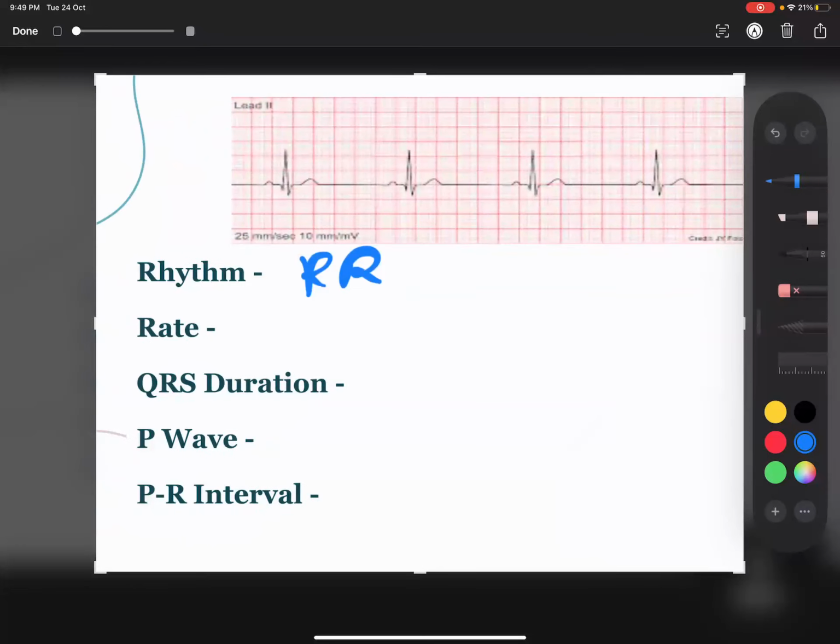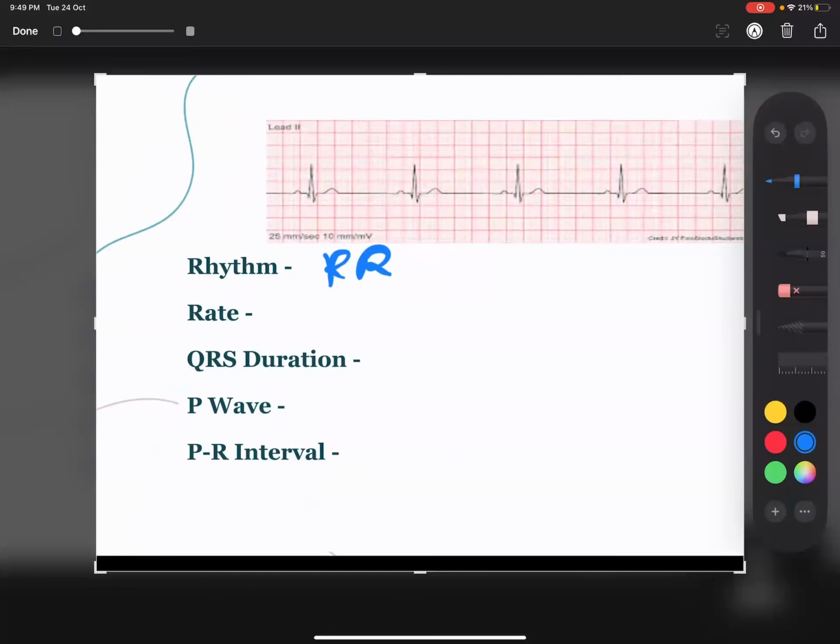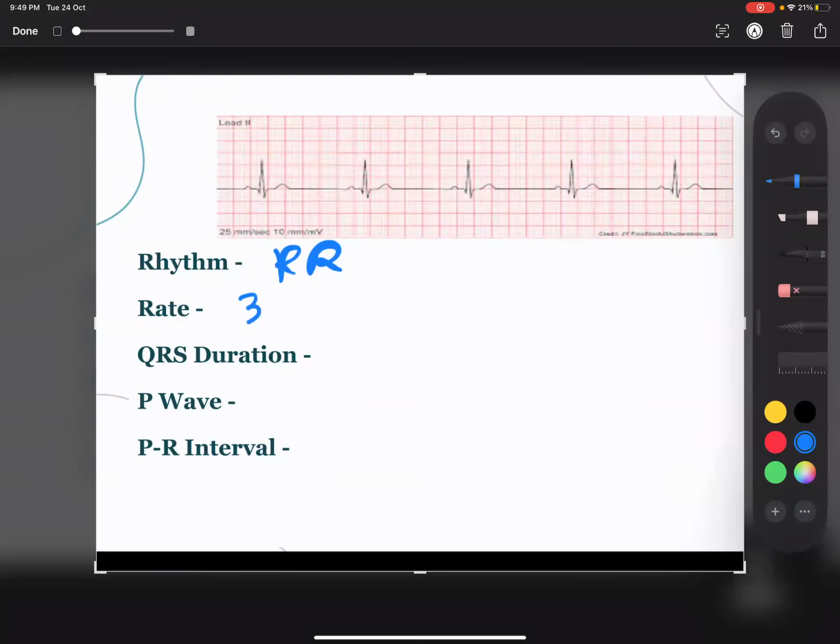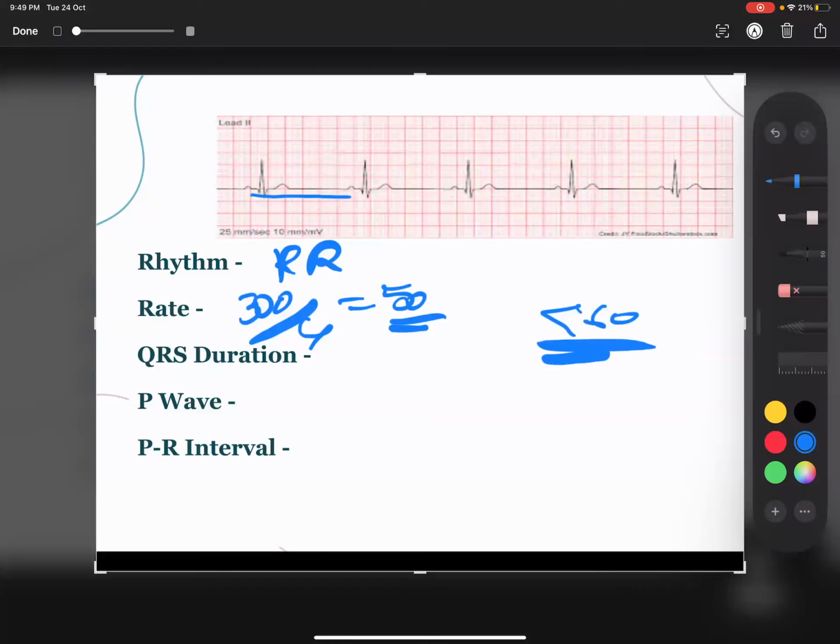So the rate. Can someone calculate the rate for me? Let's say 300 over how many boxes? One, two, three, four, five, six. So 300 over 6, it's almost 50. Yeah, good job. So is it more than 70? It's less than 100? No, less than 60. Yeah, less than 60. Okay, the QRS duration, if we look here, it's equal to 2 boxes, so it's normal.